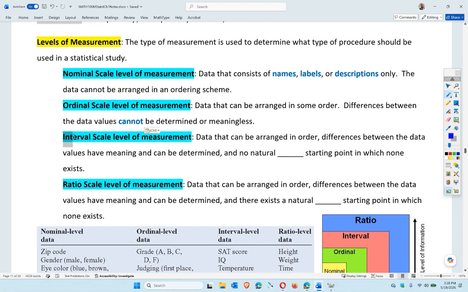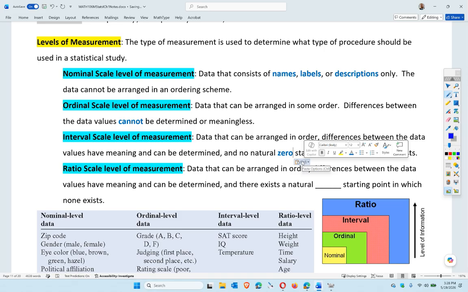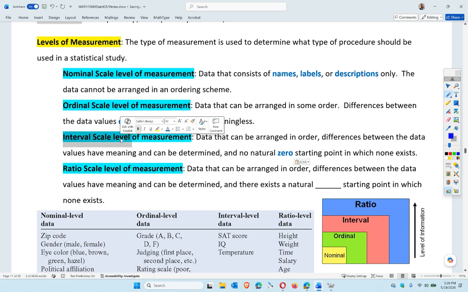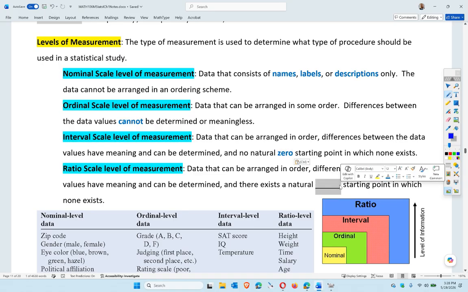Interval scale, inter, like in between, right? That has the ordinal part, right? It has the order, can be arranged. But now the values actually have meaning. But the problem is there's no natural zero, no natural starting point. That's the problem. So I have order, and the values in between actually have meaning, but there's no natural zero. And then ratio scale has everything. It has an order, the values in between actually mean something, and I have a natural zero.